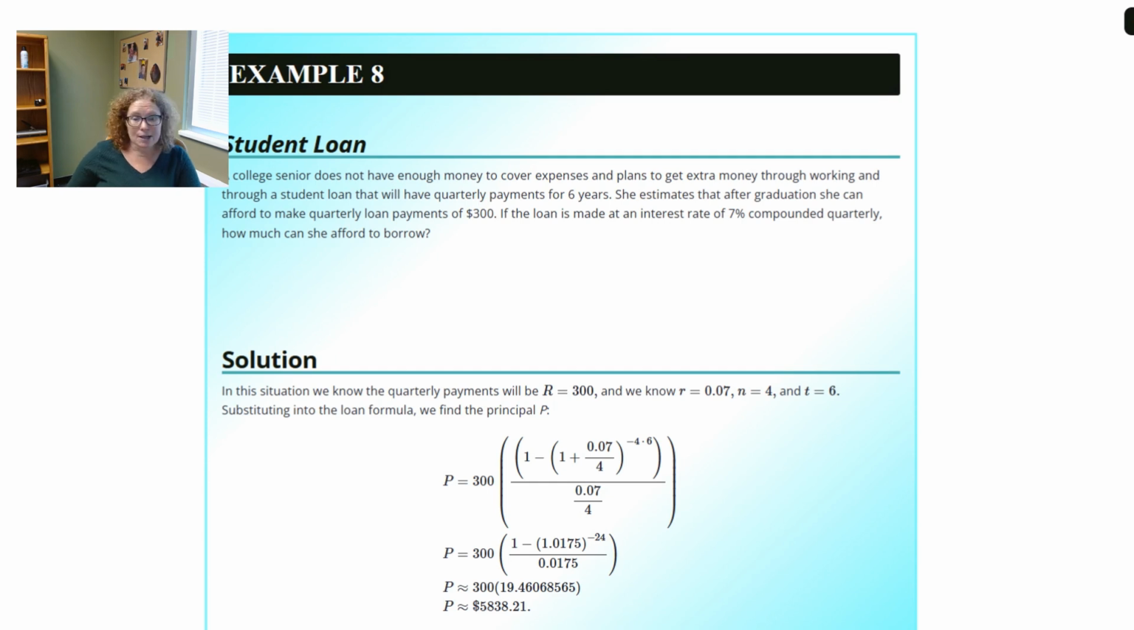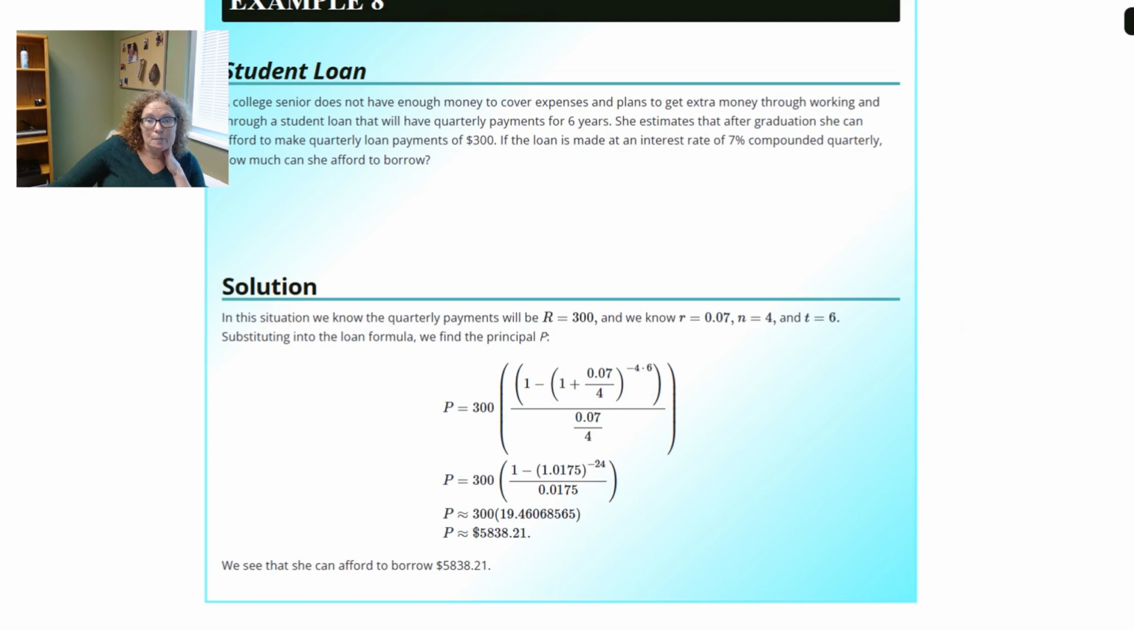She estimates that after graduation, she can afford to make quarterly loan payments of $300. If the loan is made at an interest rate of 7% compounded quarterly, how much can she afford to borrow? So again, we're using that same formula. We are going to plug in the different amounts. Big R is 300, little r is 0.07, N is 4 because it's quarterly, and T is 6 years.